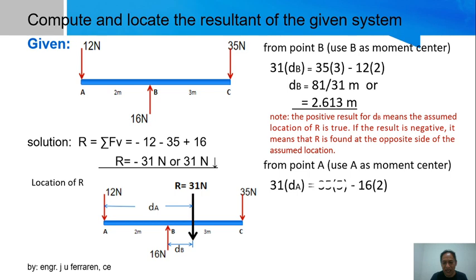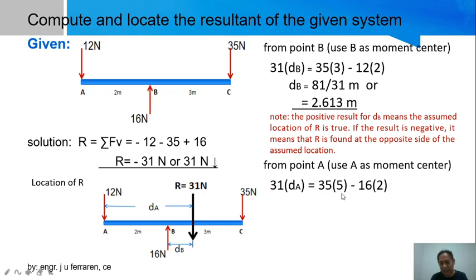31 times dA. The other two forces, I have 35. 35 is here, also clockwise. So the moment produced by R is plus, and for 35, what's the distance of 35 to A? All in all, that is 5. That is why it's multiplied with 5. My 16 Newton is acting upward, and it produces a counterclockwise rotation, opposite to the previous. That is why I take it as negative. The distance of your 16 Newton force to A is only 2.